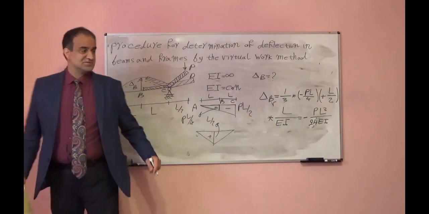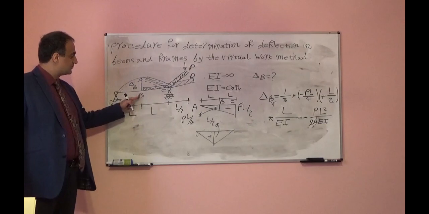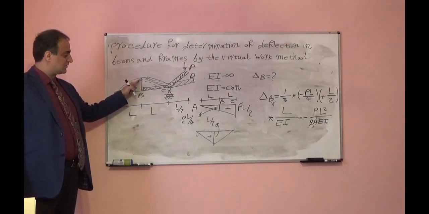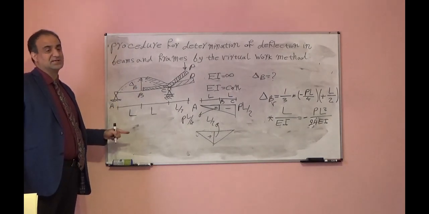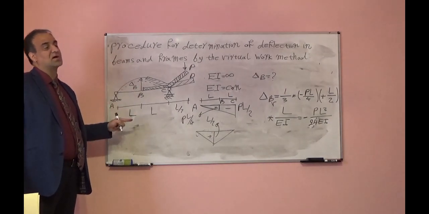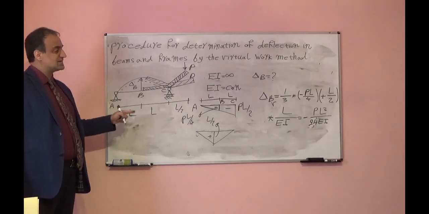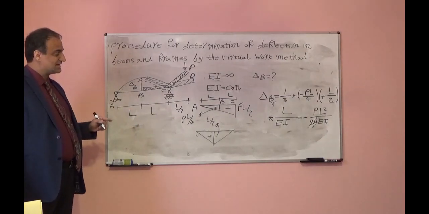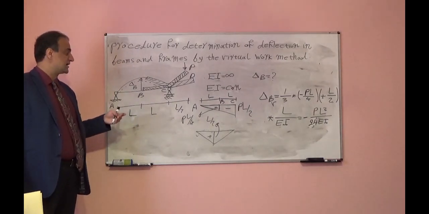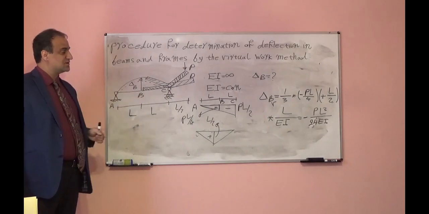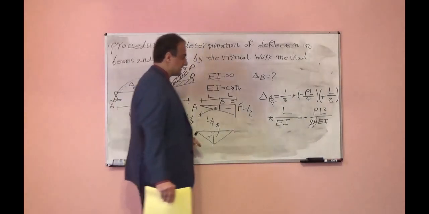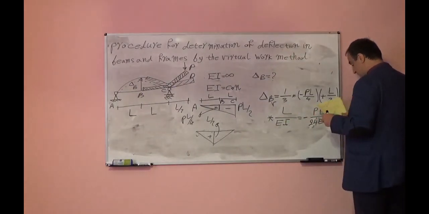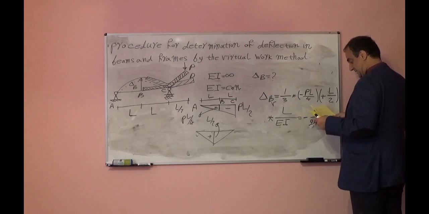Why negative? Because you see, from deformation, point B will move up. In the virtual work method, in the virtual system I created, I put the unit load downward. If the answer was positive, it means the deformation will be downward. A negative answer means it will be in the opposite direction of the unit load, so the deformation will be upward. So the final vertical deformation for point B will be PL cube over 24 EI.